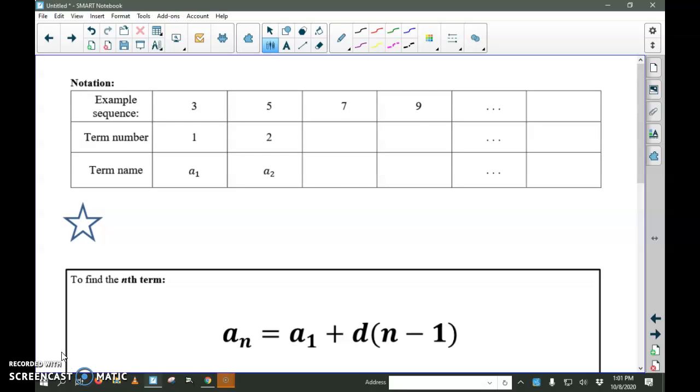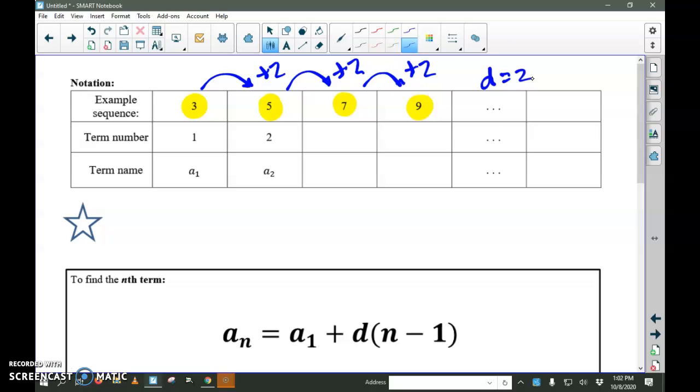So let's say that I have this sequence or list of numbers, 3, 5, 7, 9, right? If I'm looking at the common difference, it looks like I would have to add 2 to get from 3 to 5, add 2, add 2. So I have this common difference of 2. Okay, so this is an arithmetic sequence. I'm adding the same value each time.